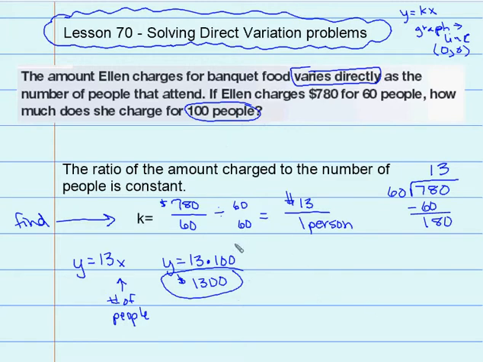Now, there's another way to solve this, and I bet you're thinking, well, why wouldn't we just do a proportion? And that's what we're doing. Because it's constant of proportionality, it is the same thing as writing a proportion. It's just that we simplified this first to find out what that constant of proportionality is. And you'll need to know how to do that so that you can write the equations.